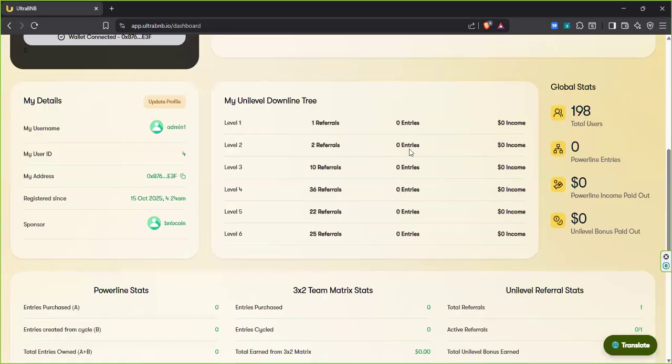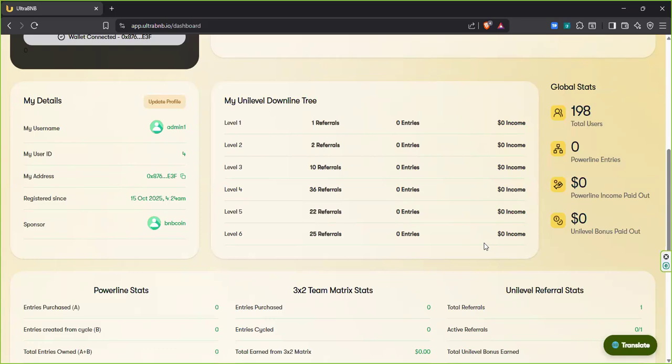Similarly, when we get to level 2, equally there are going to be 4 entries here. So 4 entries multiplied by 30 cents. We know that level 2 commissions are 30 cents. So 4 multiplied by 30 cents is going to be $1.20, and it'll keep going all the way down to the last level. So the more entries they purchase, the more you earn.